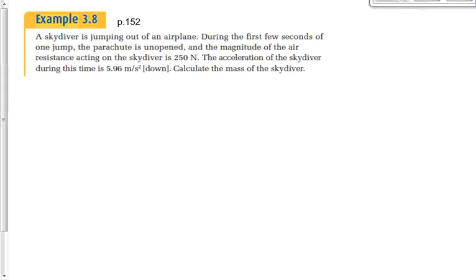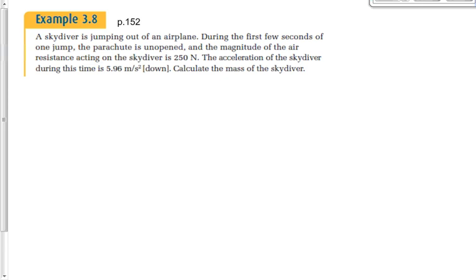Let's try another one then. More problems. This one says a skydiver is jumping out of an airplane. During the first few seconds of one jump, the parachute is unopened, which is what you want, right? First of all, you don't want the parachute to open right away and get the parachute caught up in the airplane. Okay? You don't want to be dragged behind an airplane. Second of all, what fun is it if you don't free fall? And as long as the parachute is out, you're not going to free fall. So you want to free fall for a few seconds before you pull that parachute. Okay, you want to experience weightlessness before you pull the ripcord so that you open the parachute.